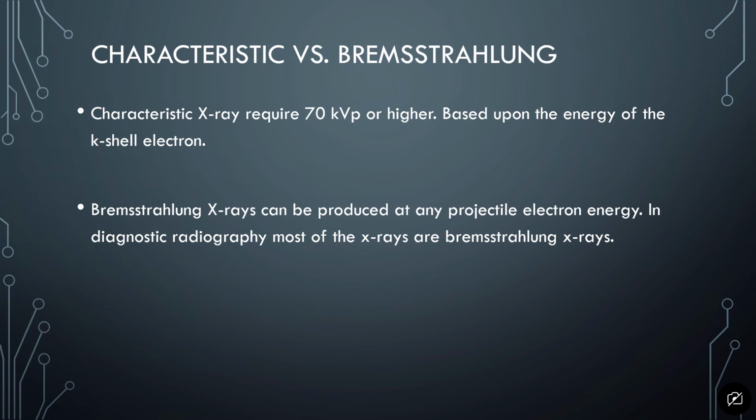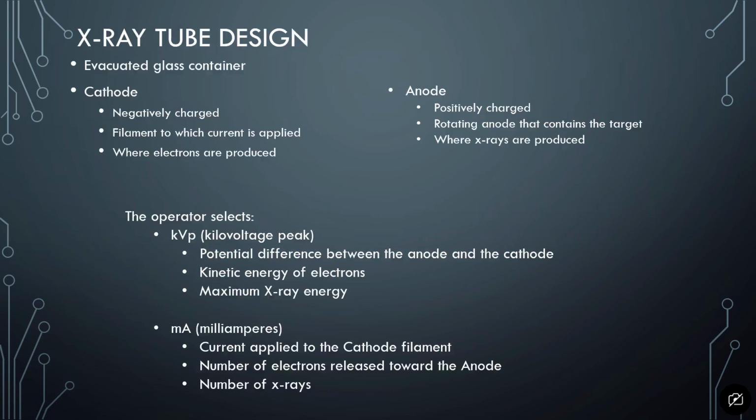So characteristic X-rays require 70 kVp or higher based upon the energy of the K-shell electron. And Bremsstrahlung X-rays can be produced at any projectile electron energy. In diagnostic radiography, most of the X-rays are Bremsstrahlung X-rays. We want characteristic. We want them to be 70 kVp. Usually what we want for CT is like 70 to 140-ish keV or 120 keV. And that's typically what we want. The Bremsstrahlung tends to be a little bit lower energy than that.